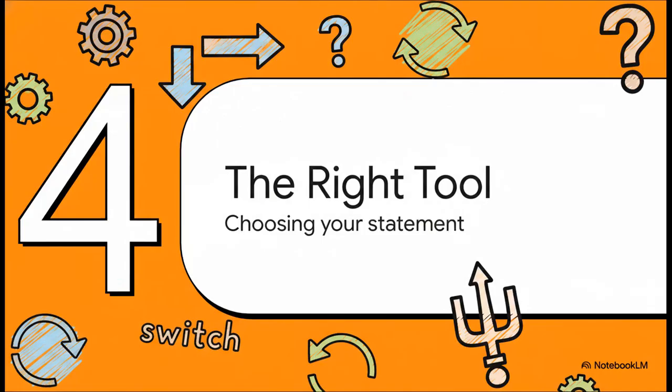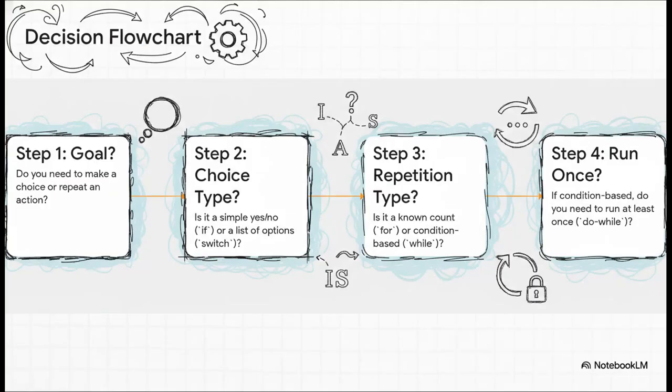So we have this whole toolbox now, right? We've got if, switch, for, while, do while. So the million-dollar question for every developer is, which one do I use? How do I pick the absolute best tool for the job? Let's build a really simple guide for that. This little mental flowchart makes it so much easier.